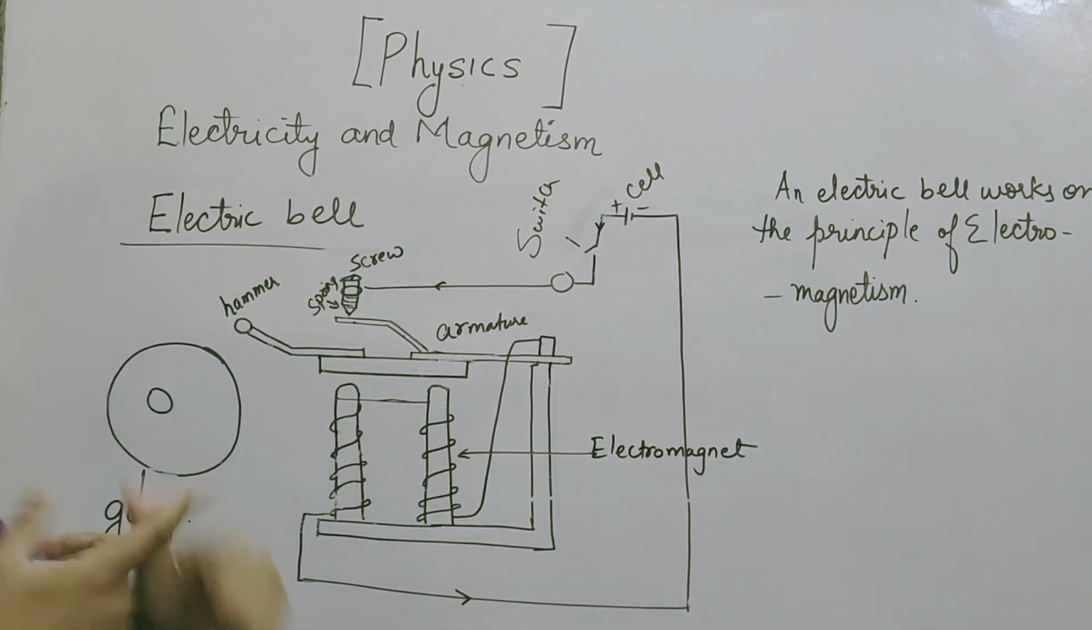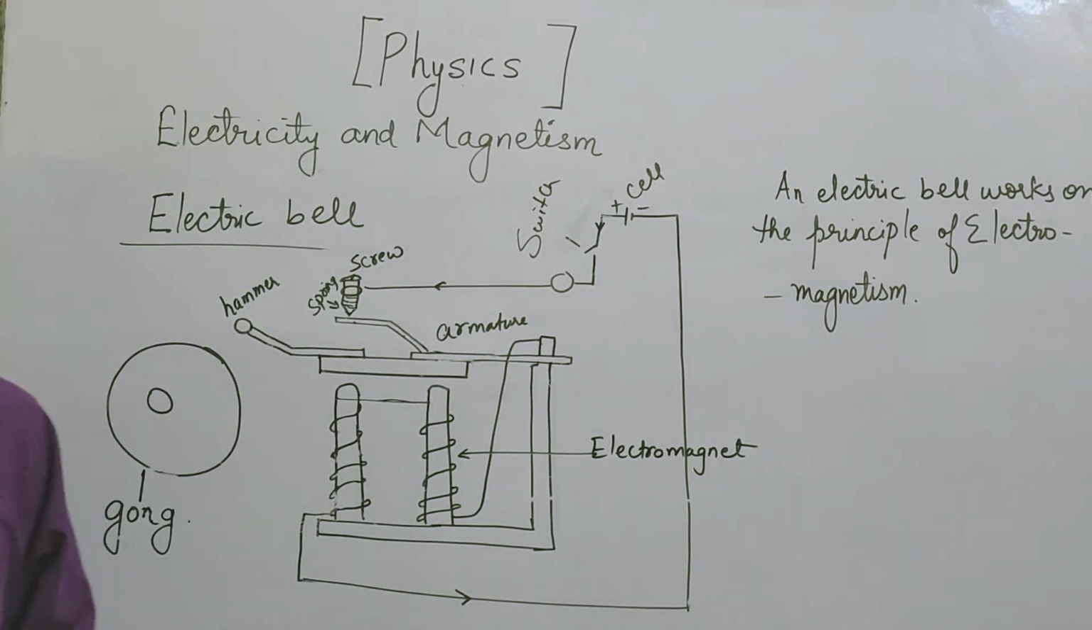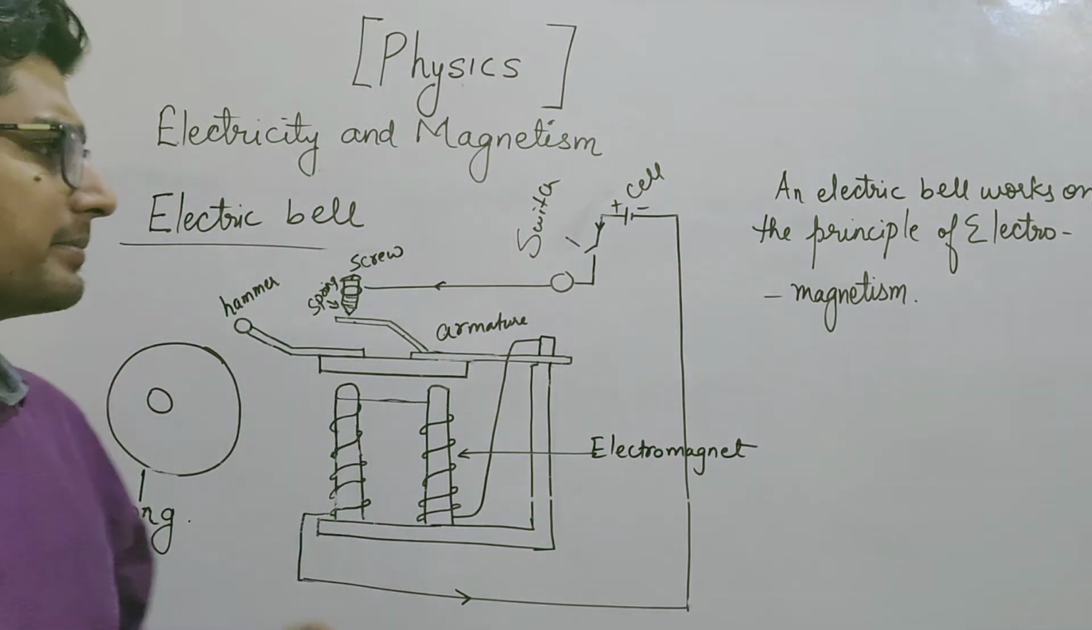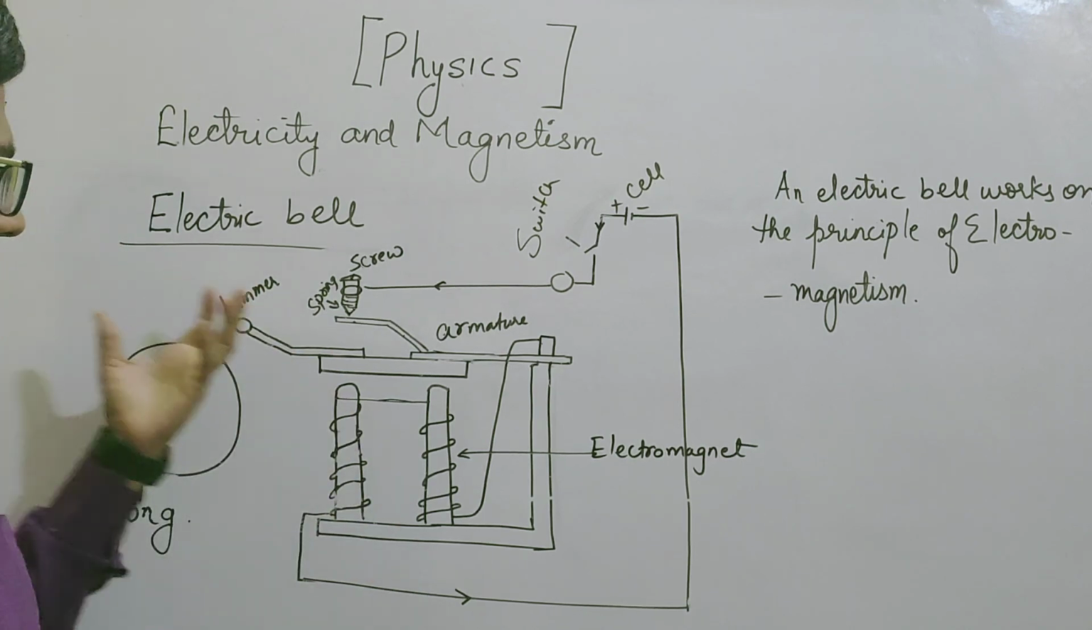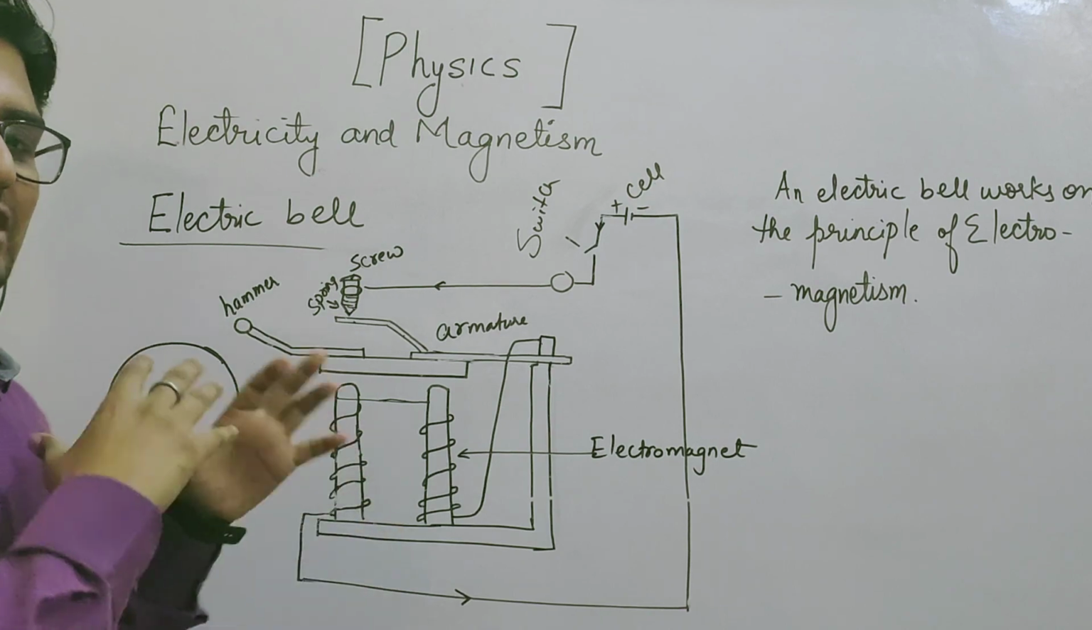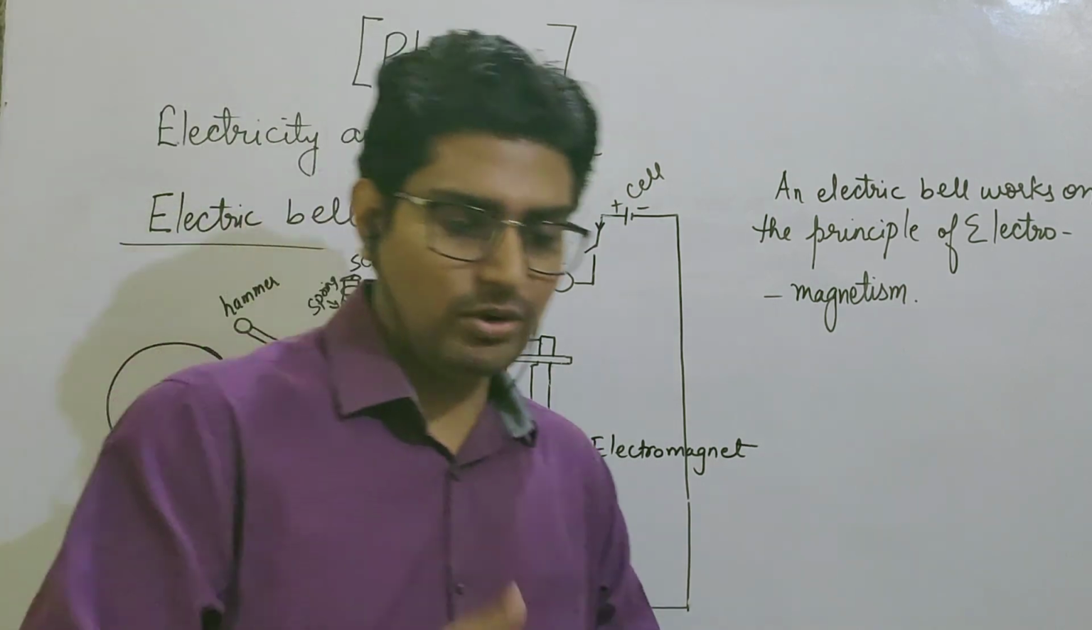So we have covered electromagnetism. We have discussed how to increase or decrease the strength of electromagnetism. Then we have learned the working of the electric bell. So till here you have to study the topic which is related to magnetism and electricity. Okay, thank you students.